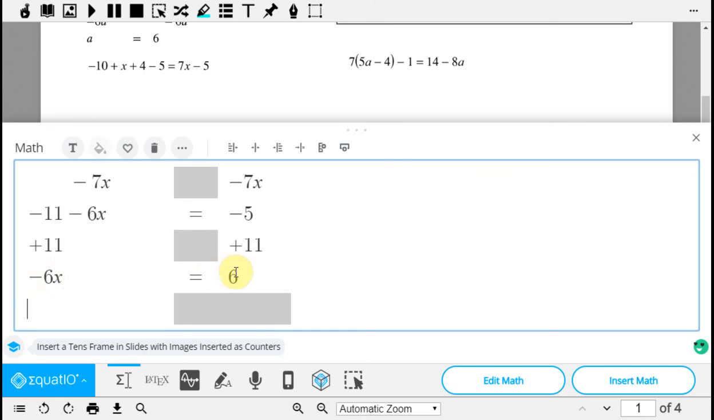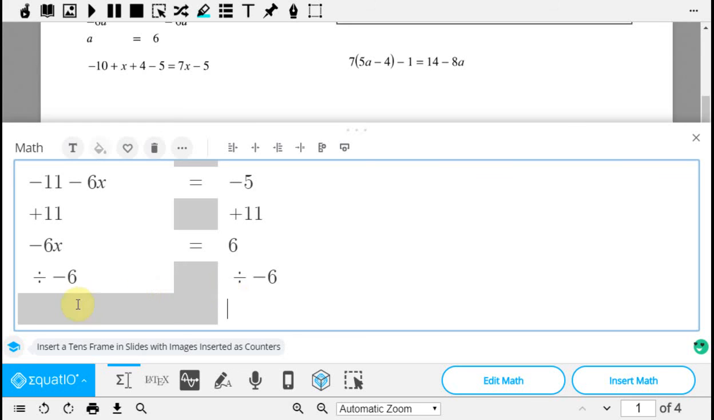Now I have my terms isolated on either side. I want to multiply or divide to get the coefficient of the variable term, that's this term here, to be 1. Opposite operation would be to divide by minus 6. And do the same to the other side. Minus 6 divided by minus 6, we plan that to be 1. So 1x is equal to 1.